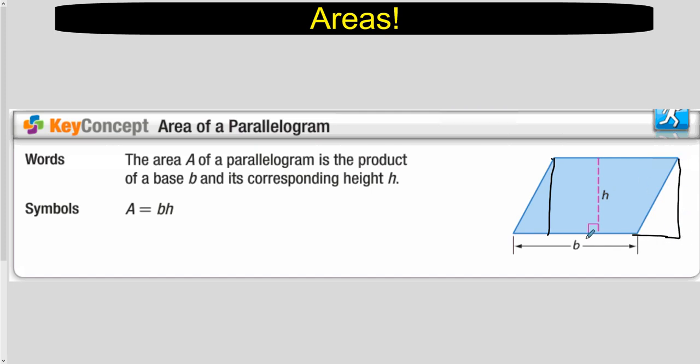Now it's important to notice that the height is the perpendicular distance between bases, not the slanted side of the parallelogram. It's really important to remember that the height is the perpendicular distance between the bases, not the slant height, which would be the length of this side. It is not, that's not the one we're talking about. Okay, so the area of a parallelogram is A equals base times height.